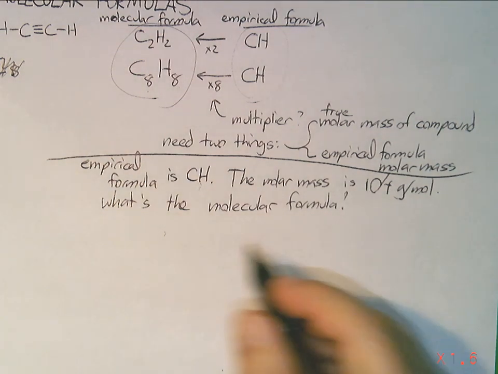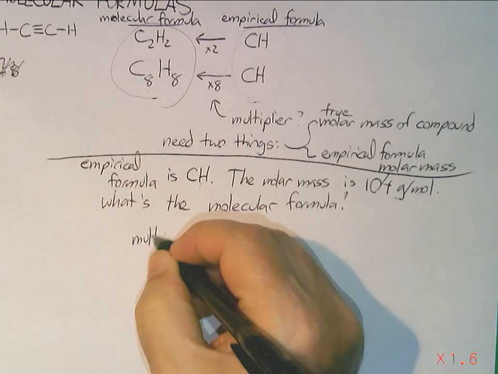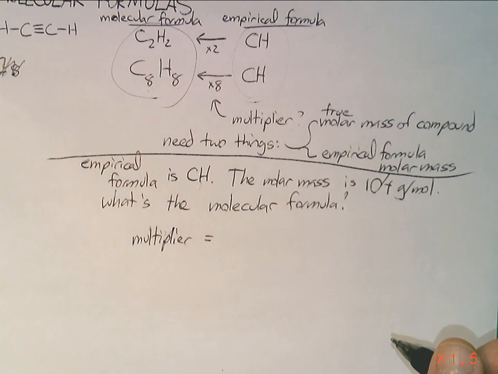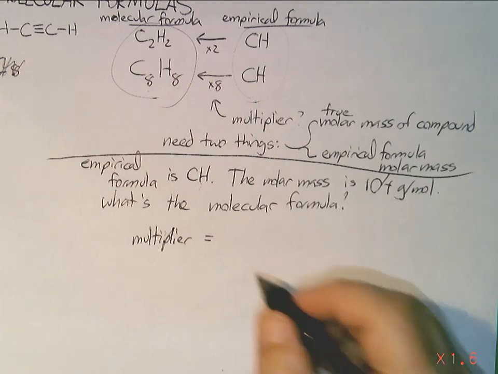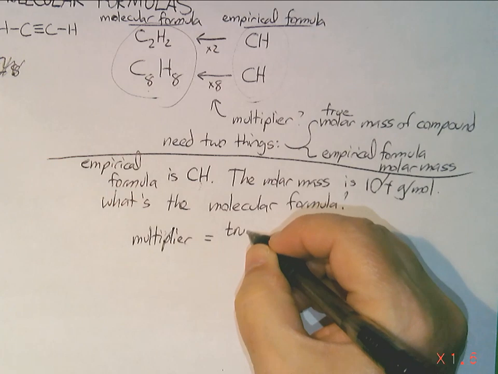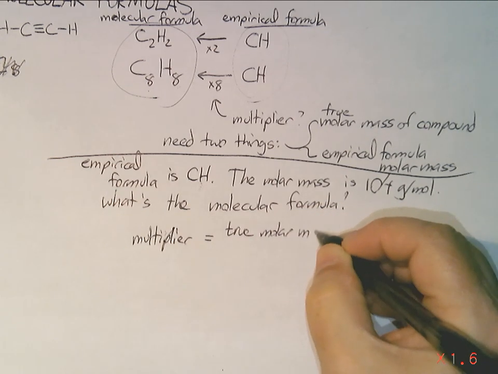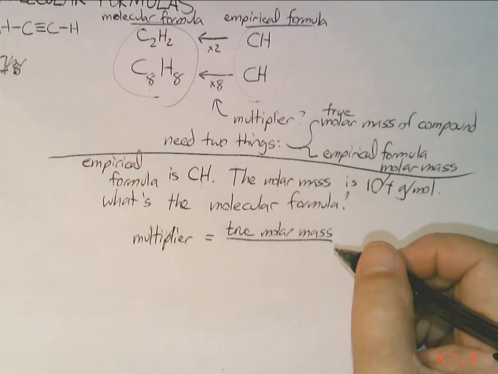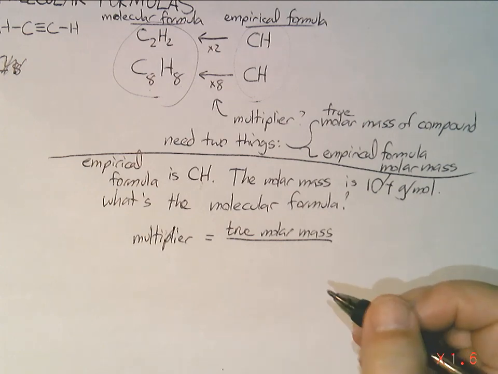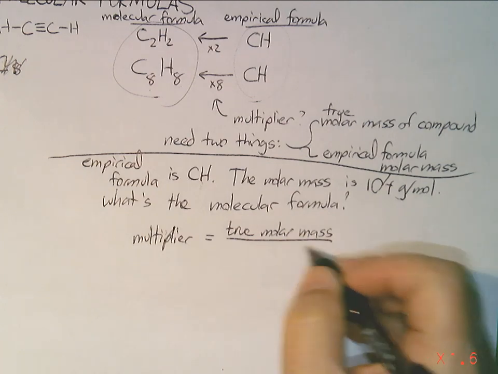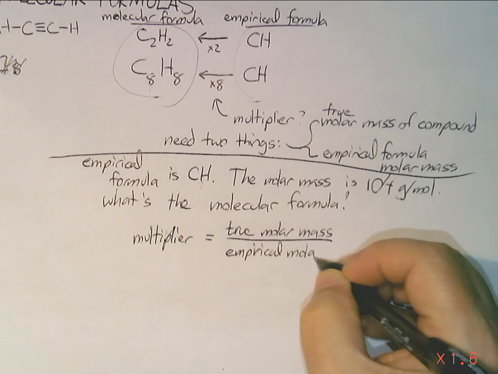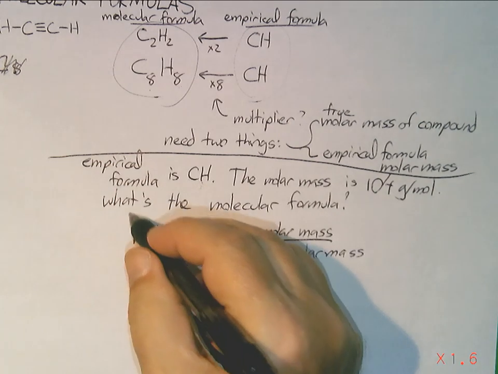So the multiplier is going to be a number, it's going to be an integer, and it should be bigger than 1. So the bigger thing is always going to go on top. If you get this backwards, you'll be able to detect the mistake, because your multiplier should come out to be an integer, always, and it should also come out to be an integer of 1 or bigger. So the true molar mass divided by the empirical molar mass. Let's put a box around that.